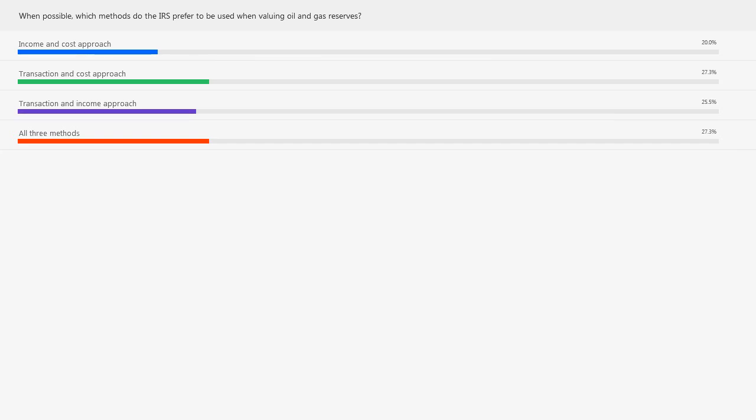All right, so when possible, which methods does the IRS prefer? That's kind of a trick question, but as I just showed you, they prefer the transaction and the cost approach. This was very evenly spread. Income and cost approach was 17%, transaction and cost approach 21% of the audience, transaction and income 26%, and all three methods 30%. The strict answer is number two, the transaction and cost approach.